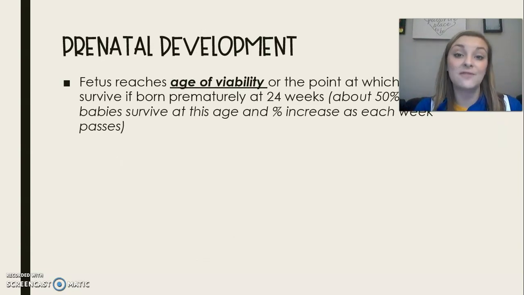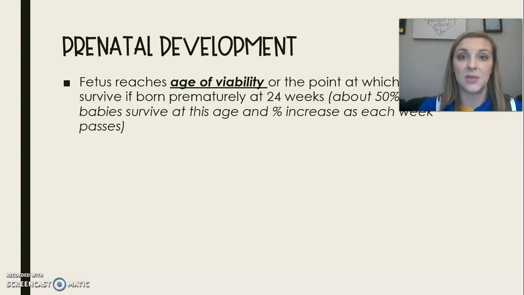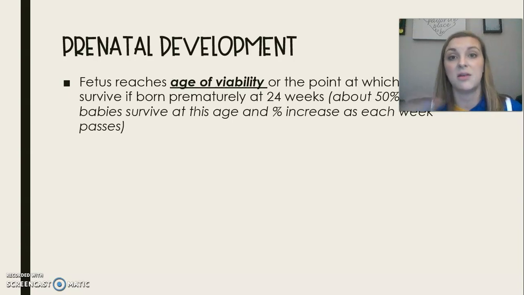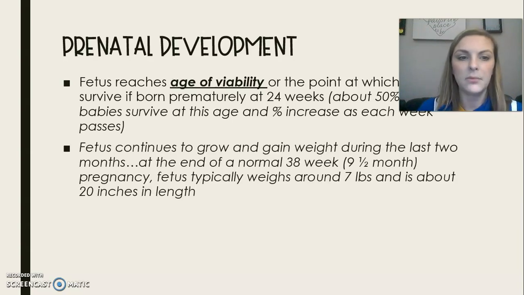The age of viability, or the viability mark, is usually about 24 weeks. And what that means is that there's about a 50% chance that a preemie baby born at 24 weeks will survive. So usually moms, when they reach that 24-week mark, know that their baby has a fairly good chance of surviving outside of the womb. And as you pass that 24-week mark, that percentage of the baby surviving increases each week.